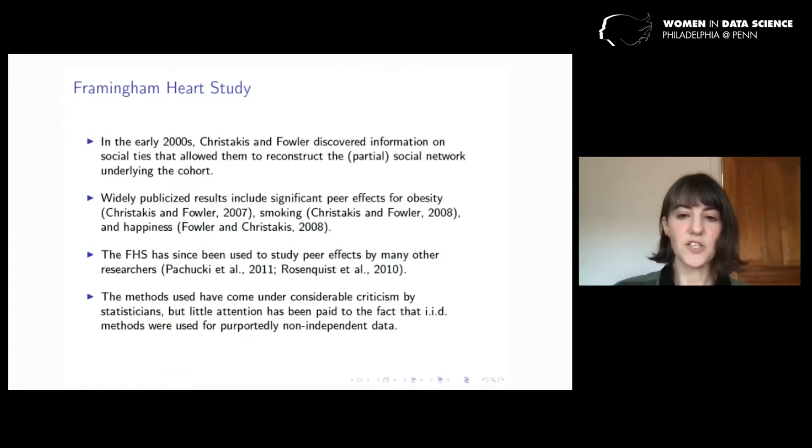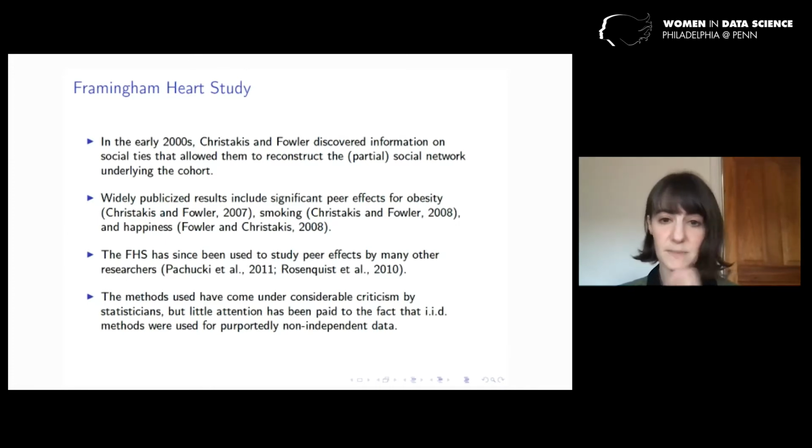The Framingham Heart Study also plays a really important role in the study of causal effects in social network data, specifically peer effects, or the causal effect that one person can have on their social contacts.